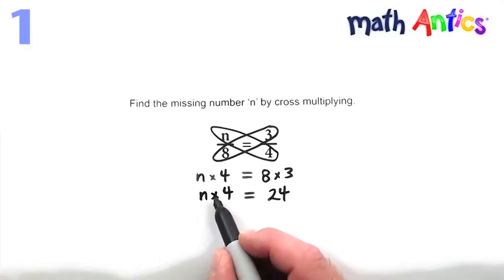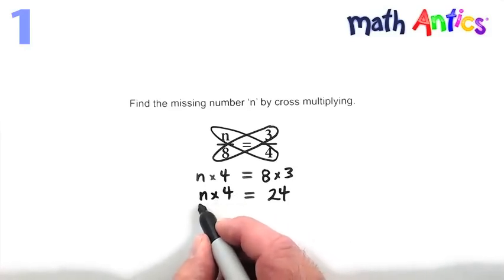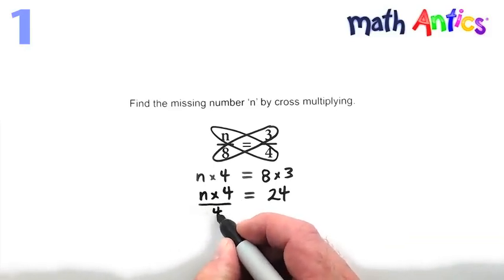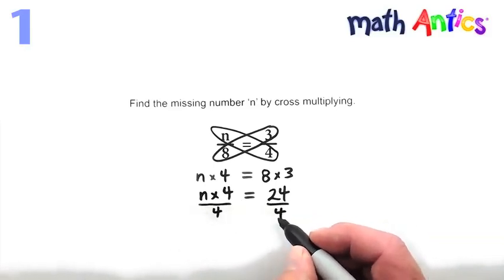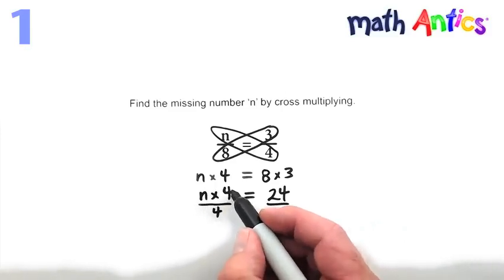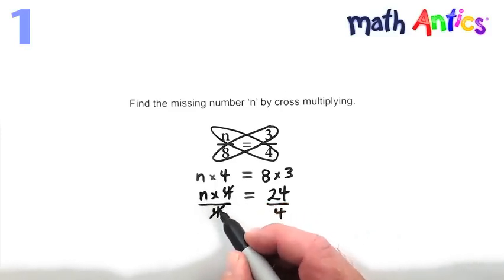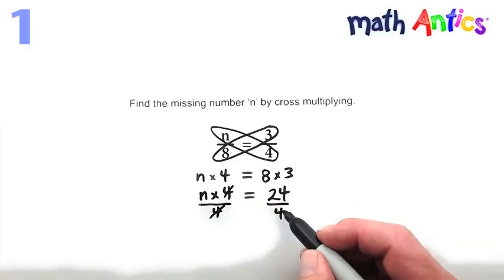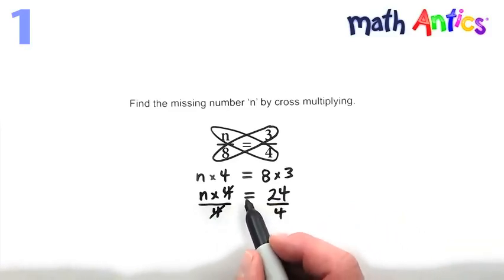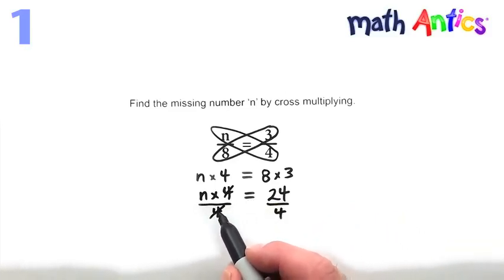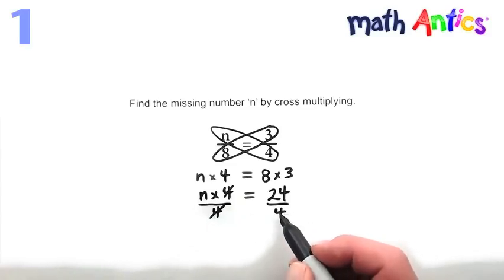And since it's being multiplied by 4, we can undo that by dividing by 4, by putting it over 4 like this. And then what happens is that this 4 will cancel on this side, and on this side we have to divide it. We had to do it on both sides to keep this equation balanced. We had to divide it by 4 on this side and 4 on this side.